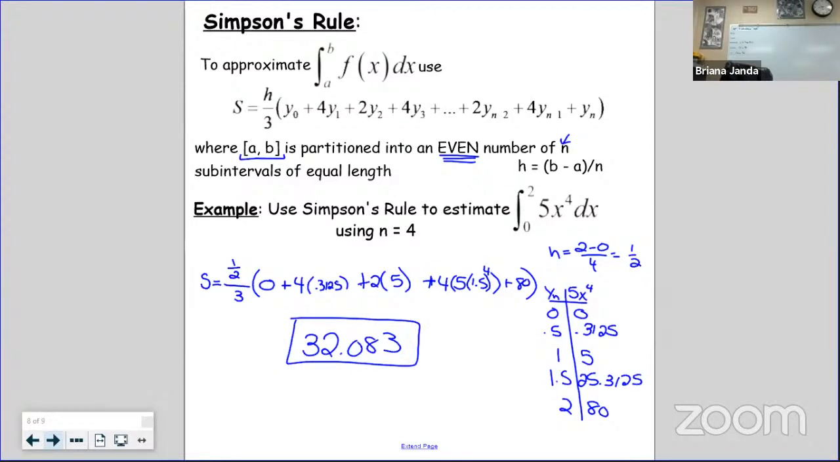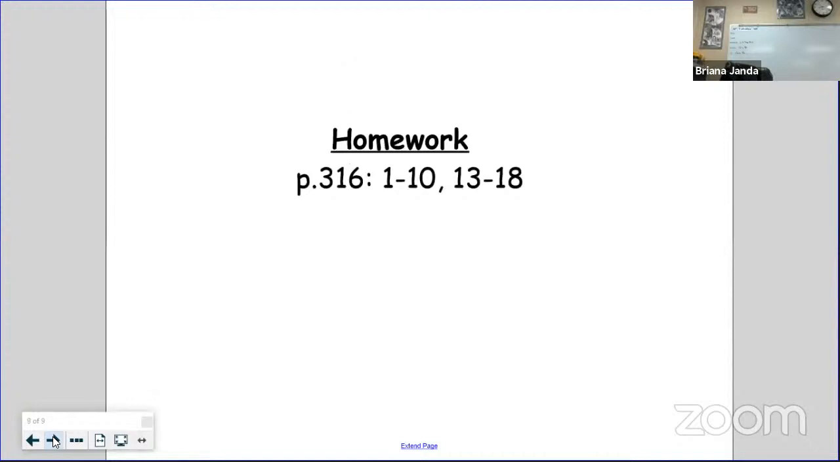Any questions for me today on the trapezoidal rule? Okay. Your assignment tonight is on page 316. You are doing 1 through 10 and then 13 through 18.